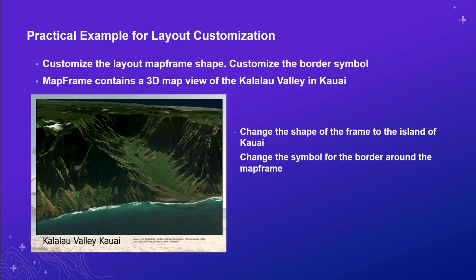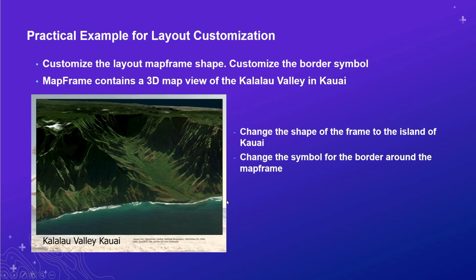Okay, let's take a look at our second practical example, the layout customization. So what we want to do here is customize the layout map frame shape, and then we also want to customize the border symbol around the map frame. So in this case, I'm using a map where the map frame contains a 3D map view of the Kalalau Valley in Kauai. And I want to change the shape of that frame to represent the island of Kauai. And then I want to change the symbol for the border around that map frame to highlight that a little bit.